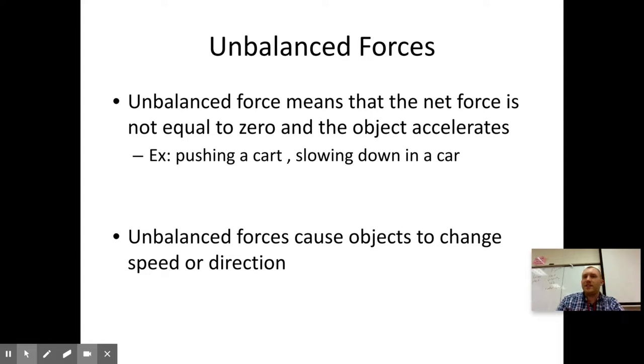Unbalanced means that the net force is anything other than 0. So the net force is not at 0, and the object is accelerating. So your car getting up onto the highway, you're hitting that gas pedal and your car is getting faster. You're accelerating, or you're hitting the brakes to come off of the highway or to get to a stop sign, and your car is slowing down. That is an unbalanced force, and any unbalanced force is causing you to change your velocity.